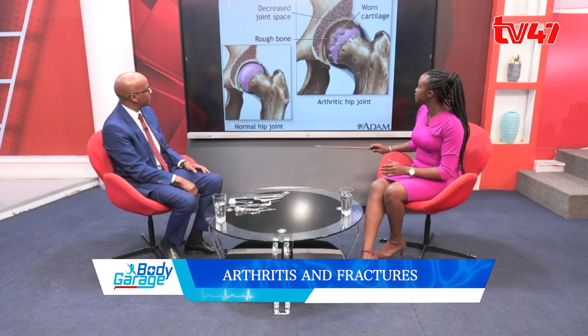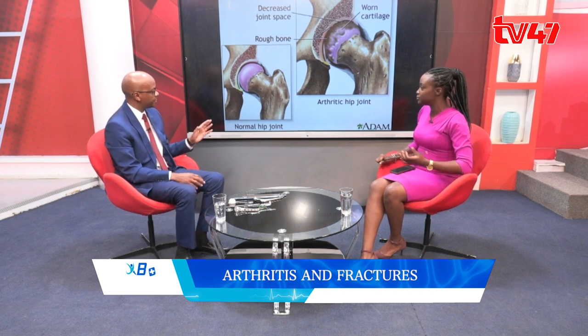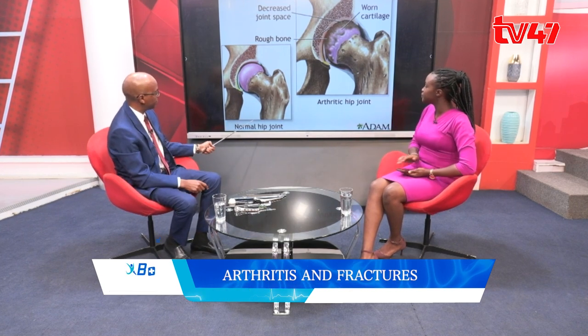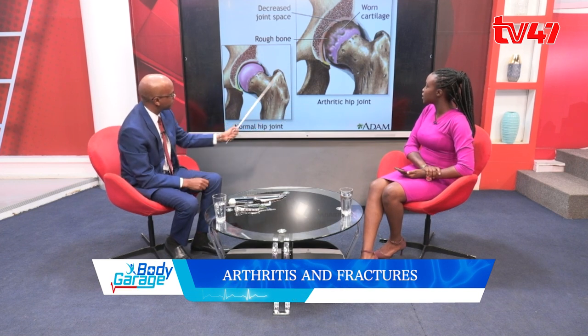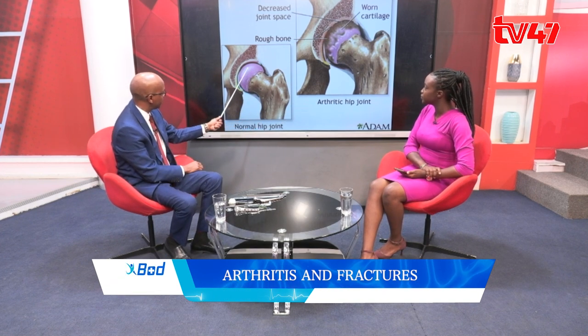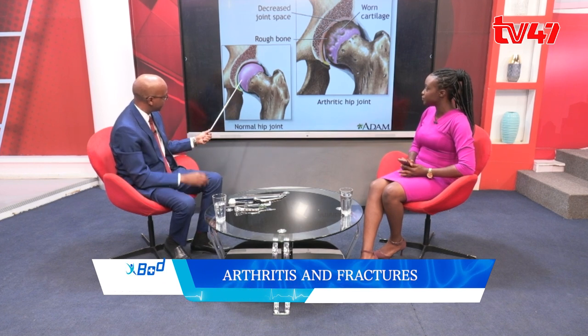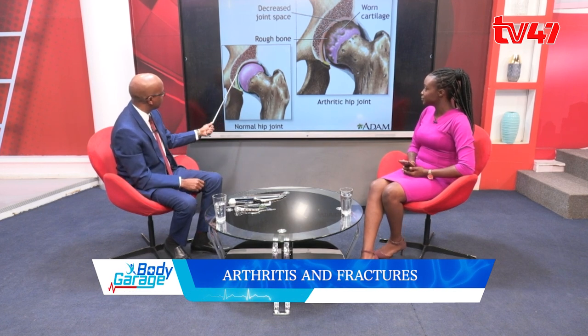I'll start once again with the next slide. Let's look at the next slide. This is now the hip joint, a normal hip joint and an arthritic hip joint. So once again, we talked about the articular cartilage. The articular cartilage is a very thin layer, very smooth. This is a normal hip.